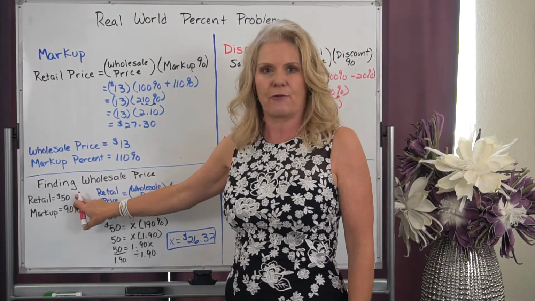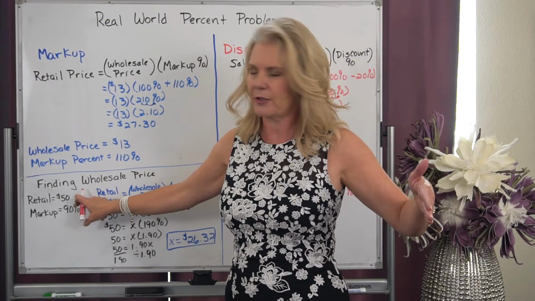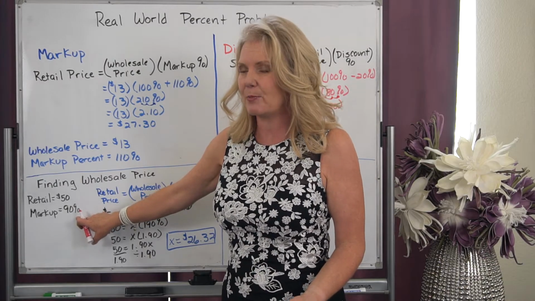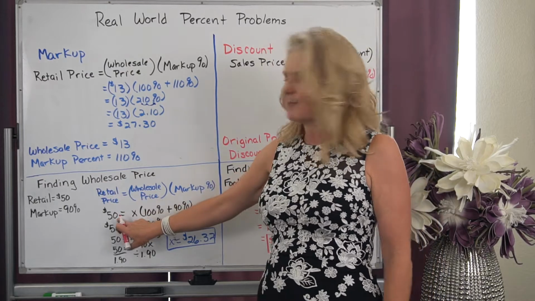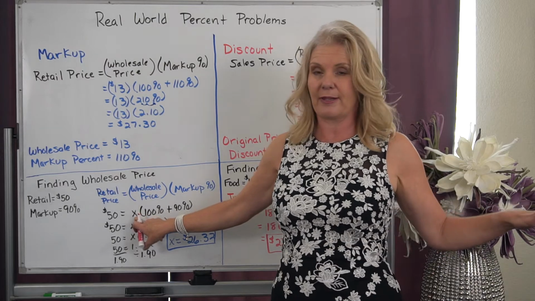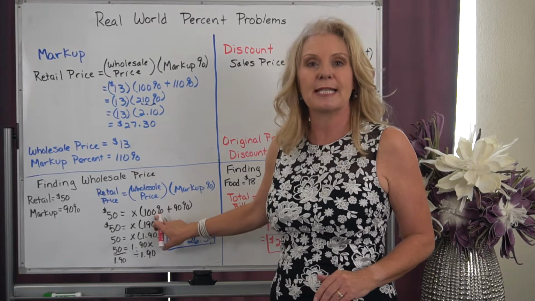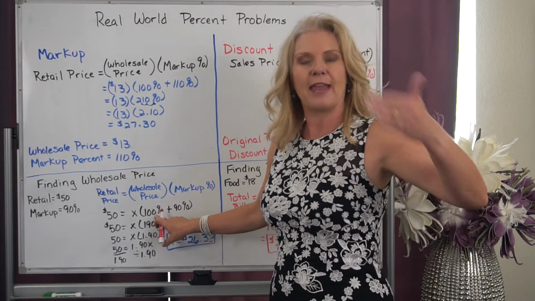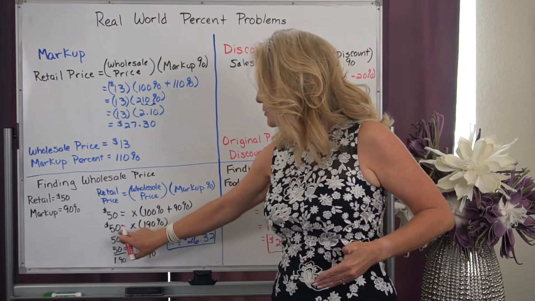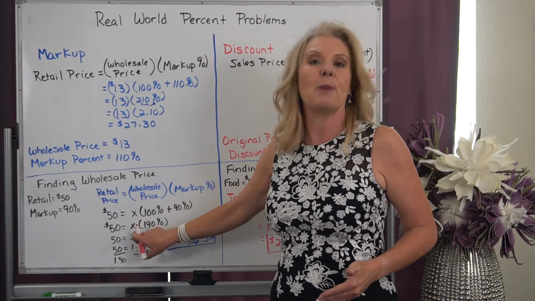Well, what I'm selling it for on the floor or in the store is $50, but that's not what I paid the manufacturer. But that markup that I originally did from the manufacturer was 90%. Well, $50 is my retail price. I don't know my wholesale price, so I put a variable in for that. But I know whatever that wholesale price was, that represented 100% of where I started from. From there, I marked it up 90%. So in reality, this retail price is 190% of what I originally bought it for.